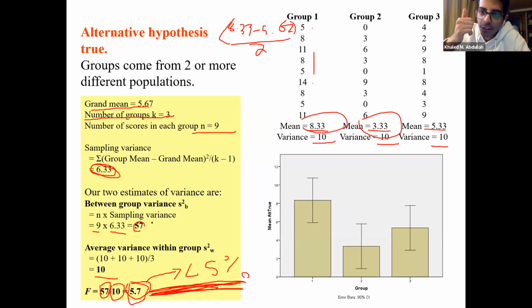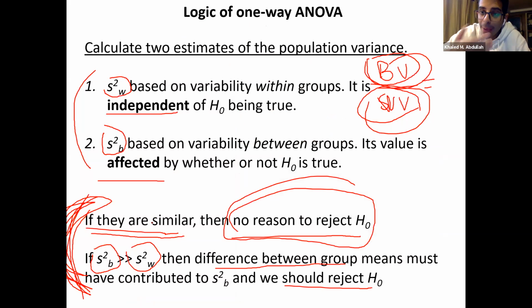So we all understand the between the group variance. We all understand the within the group variance. We know how to calculate them. We understand that the between the group variance is dependent because it's affected by the null or alternate hypothesis being true, and we know that the within the group variance is independent. If these numbers are similar, then we accept the null hypothesis. If these numbers are different, specifically if the between the group variance is higher than the within the group variance, and higher by a lot, then you're going to reject the null hypothesis and accept the alternate hypothesis. This is the revision.